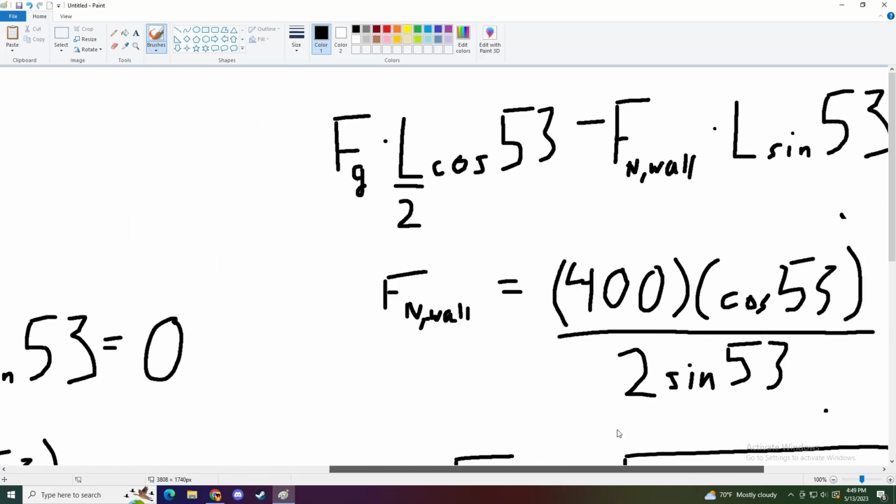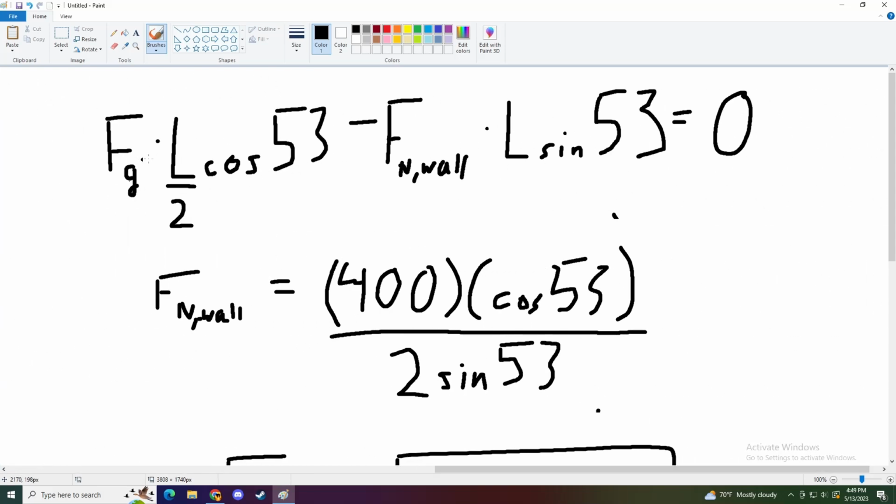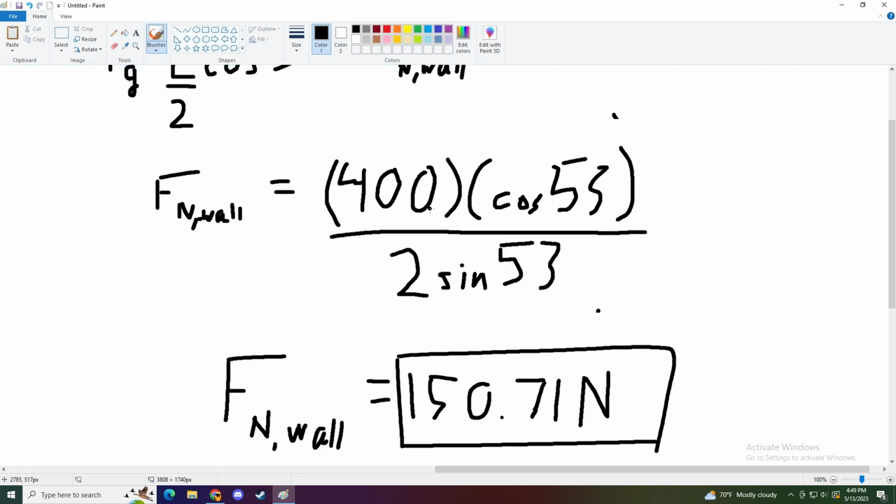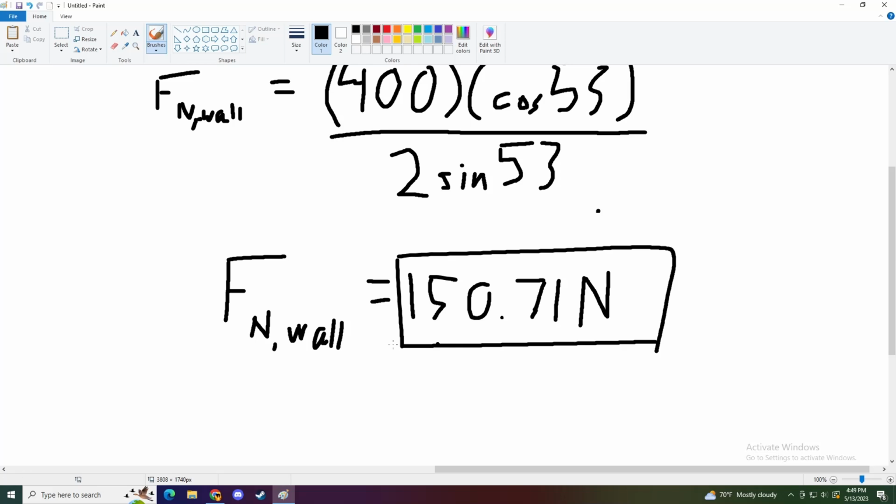If we did that, we would have Fg times L over 2 cosine 53 minus Fn wall times L sine 53, and that equals 0. We simplify all that by moving Fn wall to the other side and dividing by sine 53 from both sides. So 400 times cosine 53 all over 2 times sine 53, we get Fn wall equals 150.71 newtons. And that would be the correct answer.